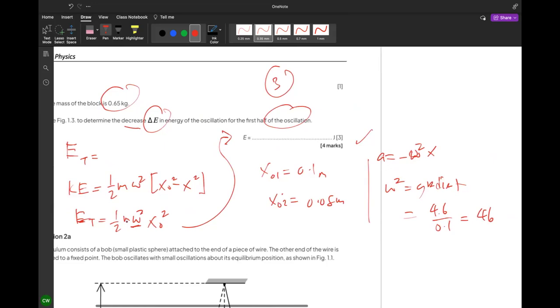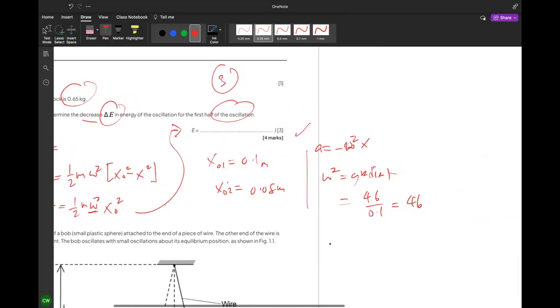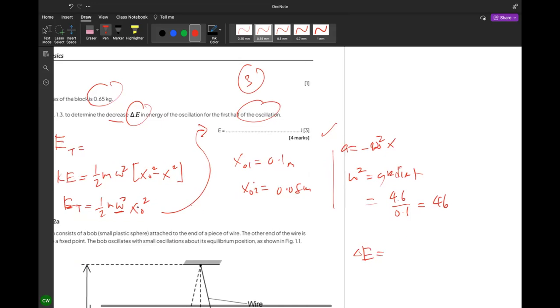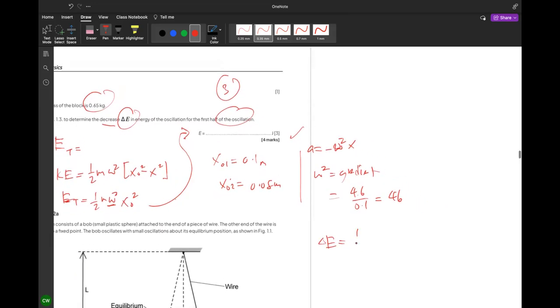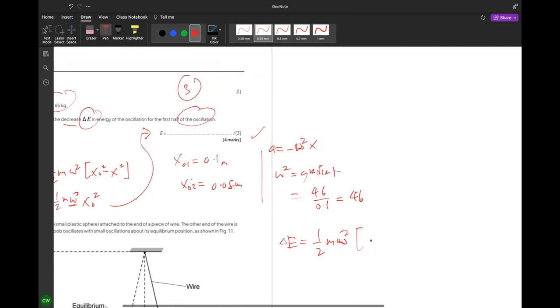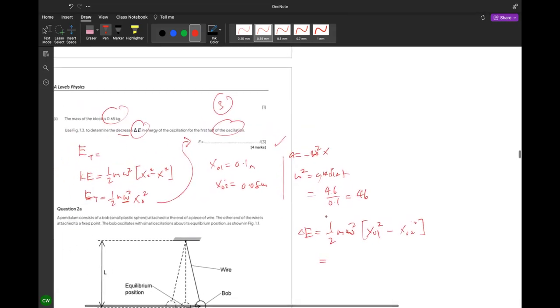Okay. Substitute into here, changes in E. So everything is the same except the amplitude is different. Half m omega square, s naught, the bigger one minus the smaller one. Okay, now you tell me what is the answer. Try to get answer.